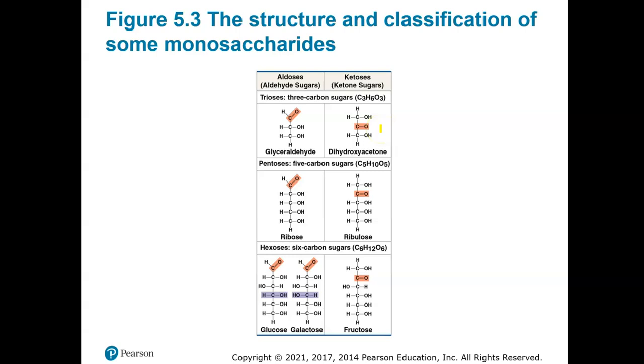Okay, so we have ribose, which is the sugar found in RNA. Deoxyribose is the sugar found in DNA. And those are aldose sugars. They have 5 carbons, so we can also refer to them as pentose. Pentose for 5. And then we have the 6 carbon sugars like glucose. Glucose and galactose, which is a monosaccharide found in milk. Those are aldose sugars, and fructose is a monosaccharide found in fruit that is a ketose sugar.